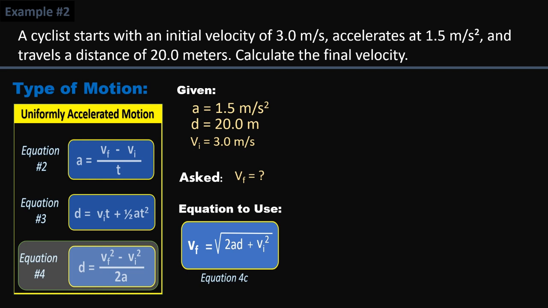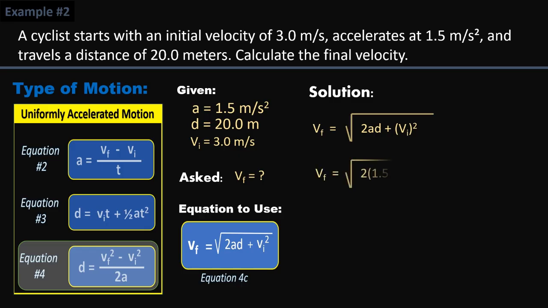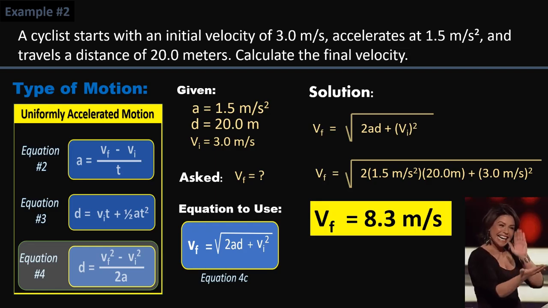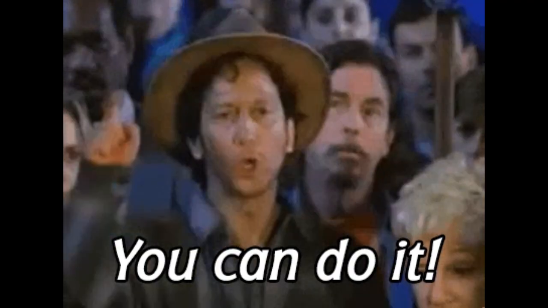Now that we know what equation to use, we can just simply plug in the given quantities to the formula and compute. The final velocity of the cyclist is 8.3 meters per second. Here are more examples. For each example, try to pause the video and solve for the answer.